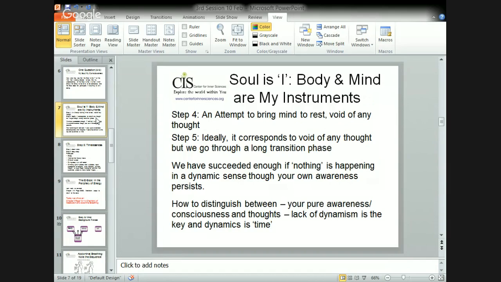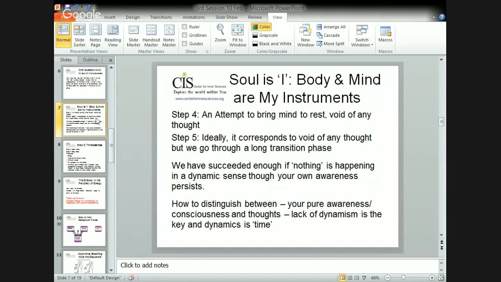And then step 5 ideally corresponds to being void of any thought. And then I have gone through a transition phase, and finally I am in my cave, not even aware of my mind, not even aware of my body. This is easy to say, but today I am trying to say it is a long transition phase. I will say we have succeeded enough if nothing is happening in a dynamic sense, though your own awareness persists.